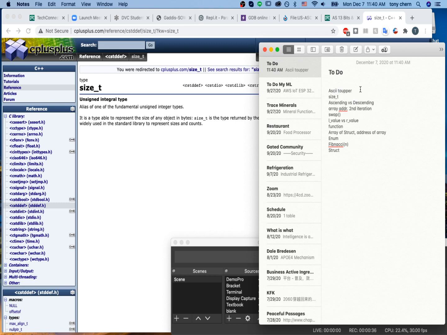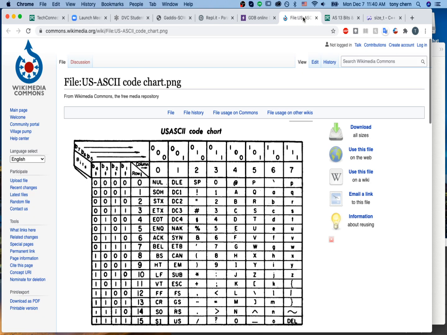So what is ASCII toupper? The question is whether we have an understanding of the ASCII table. When you go between uppercase and lowercase, the difference is 20 hex. So let me show you the ASCII table. This is the ASCII table we are talking about.